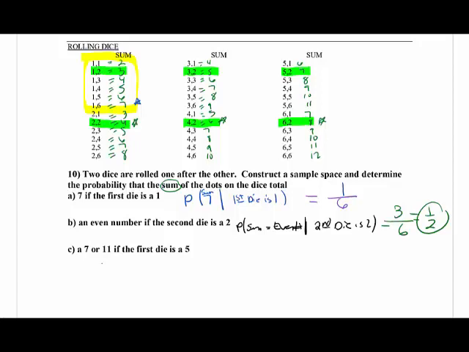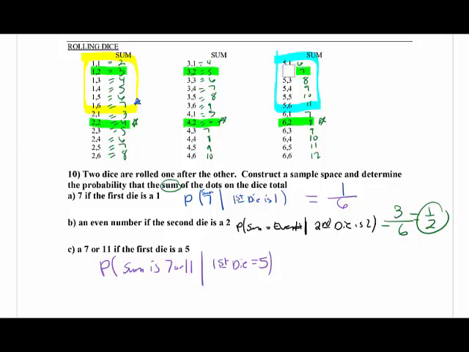Last one for C, probability that the sum is a 7 or 11 given the first die is a 5. So I'm going to use a blue highlighter now just so we can look at them separately. First die is a 5. I am only looking at these right here. So I'm going to take off that green portion that I have there, just so you don't get confused with it.